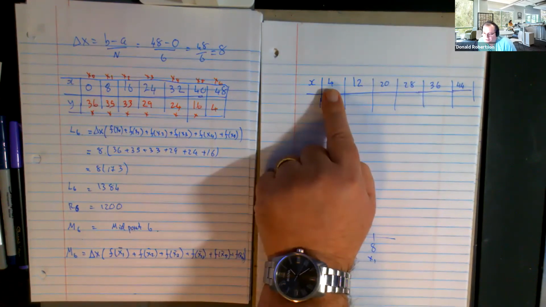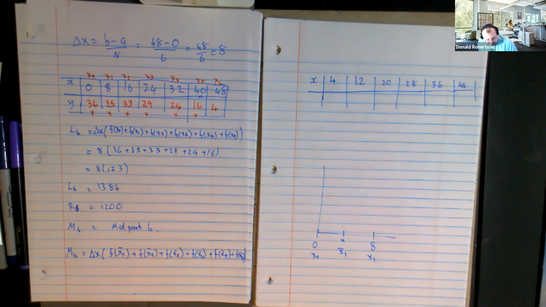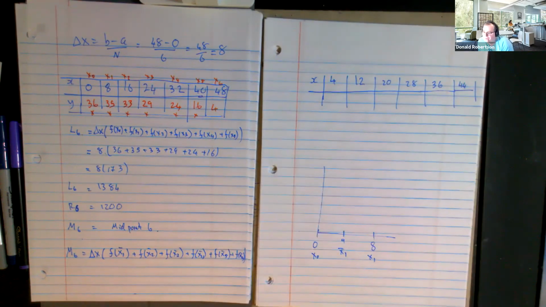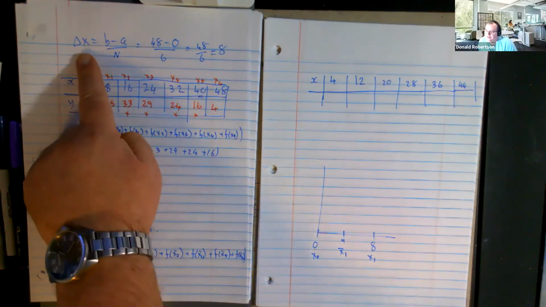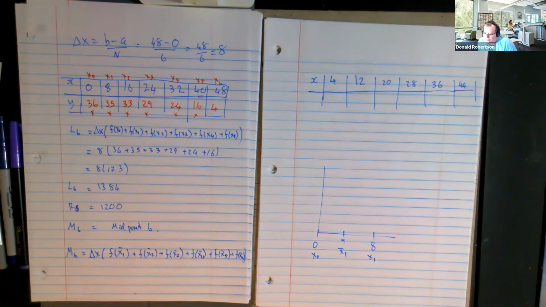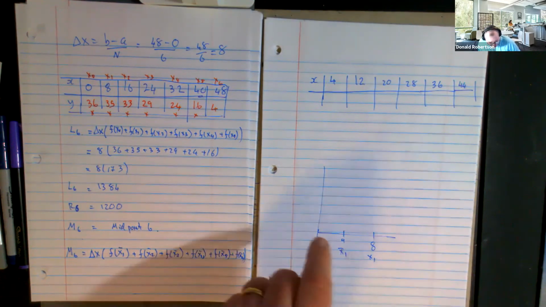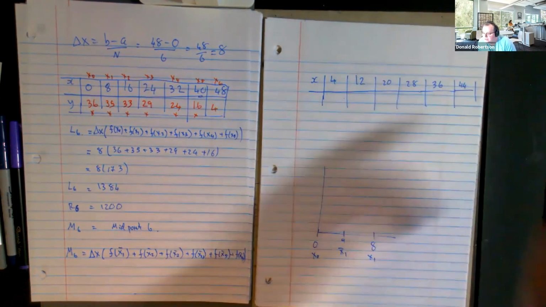Once you know the first midpoint, can't you figure out all the other midpoints? What is the connection between this one and all the other ones that come after it? Add 8, which is exactly what delta x is. So figure out what the first midpoint is by doing halfway between 0 and 8. But once you've got that one, just add 8 to everybody and you're good.